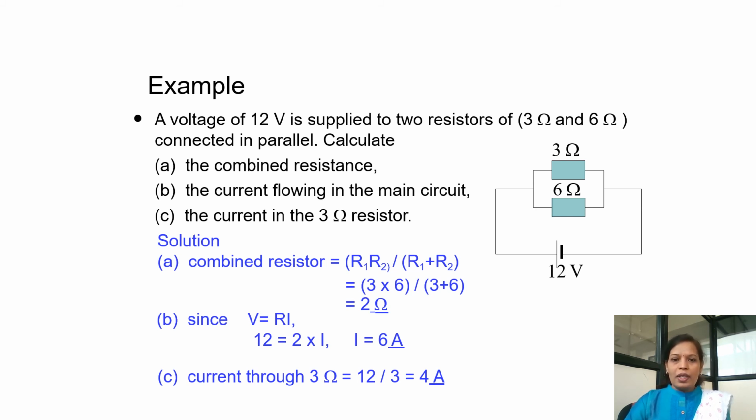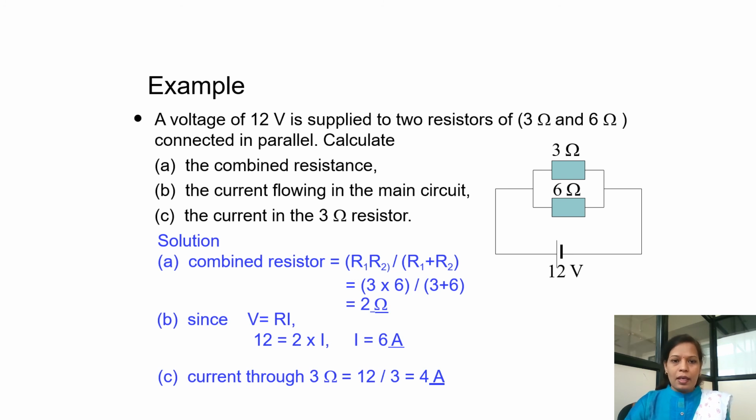Then the current flowing in the main circuit. Now how to find the current flowing in the main circuit? The current in the main circuit can be calculated by using Ohm's law, that is V is equal to I into R. Now we know the value of equivalent resistance. We know the value of voltage. Now easily we can find out the current flowing through the circuit. I is equal to V divided by R, that is 12 divided by 2, that is 6 ampere. Therefore 6 ampere current will flow through the whole circuit.